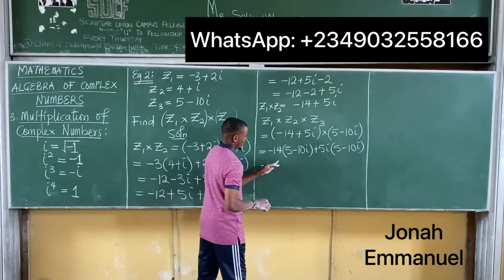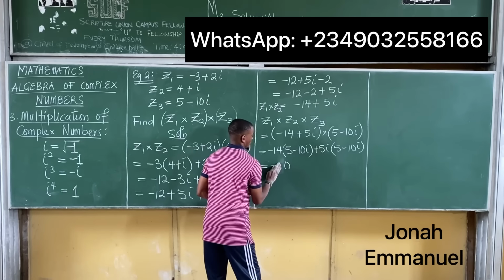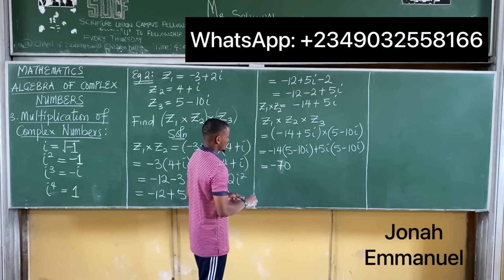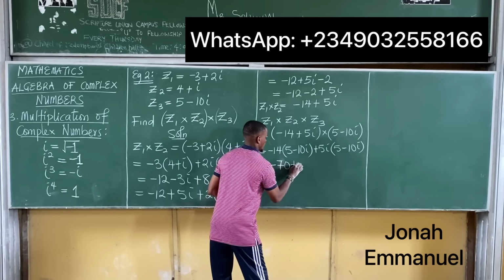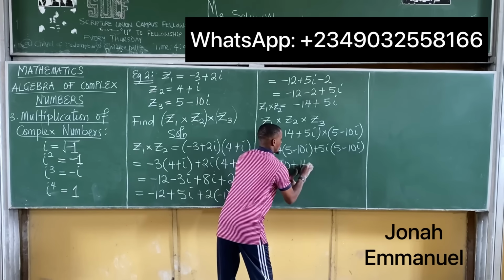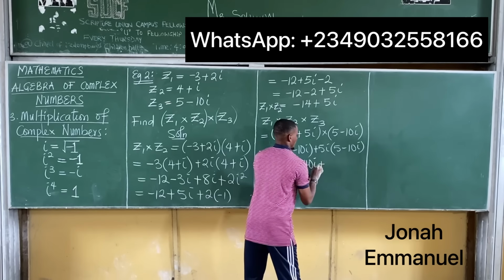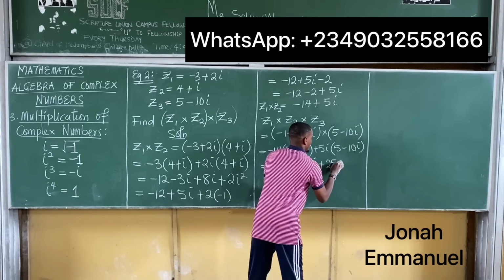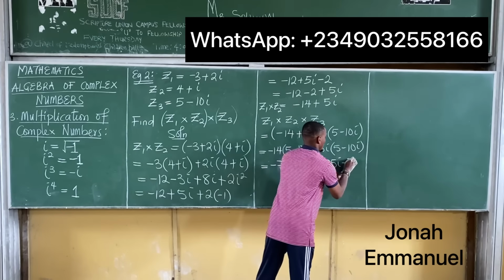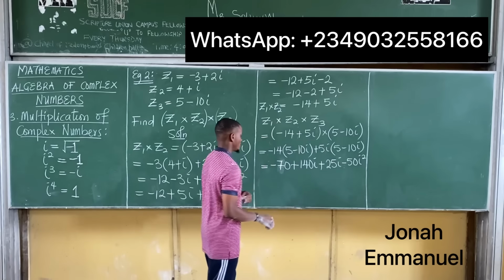This is equal to, if I multiply this, minus 14 times 5 is minus 70. Minus minus is plus, 14 times 10 is 140i. Plus 5i times 5 is 25i. Plus times minus is minus, 5 times 10 is 50, i times i is i squared. So I have this.